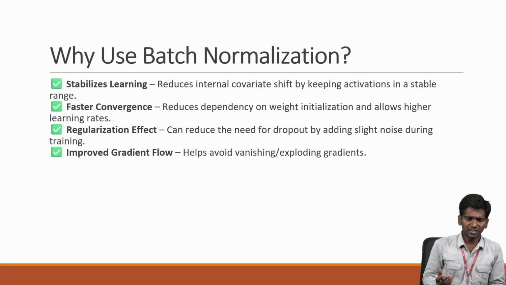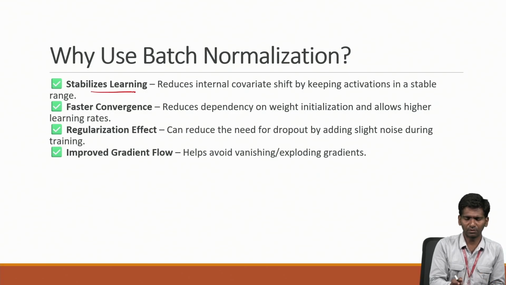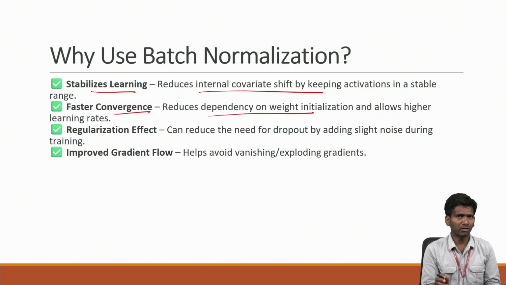So why do we use batch normalization? To stabilize the learning, to handle internal shifts, for faster convergence, and to reduce dependence on weight initialization. So every time we need not depend upon a particular weight initialization technique.